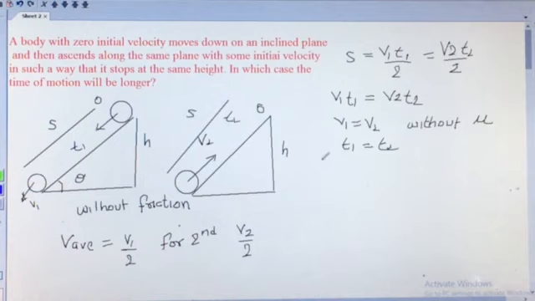With friction, second case with friction, when friction is present, in that case the velocity v2 required by body to move through same distance h is greater than v1. Velocity in second case will be greater than first case. So for product v1 t1 equals to v2 t2, t2 must be less than t1.